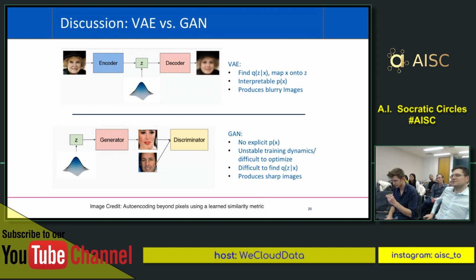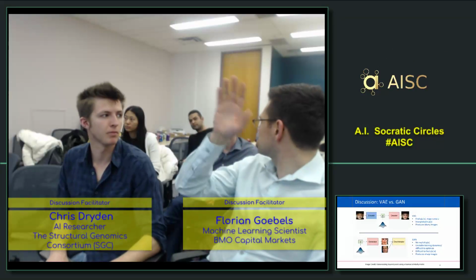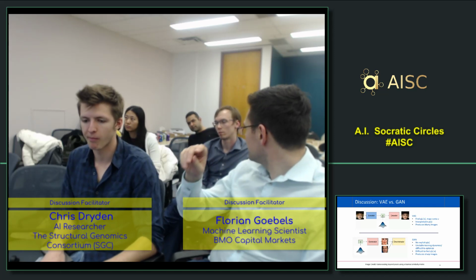I think one of the concerns with GANs was that the posterior overfits. So you saw before with the smooth images where you draw from the hidden state.